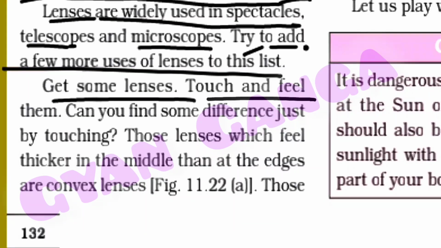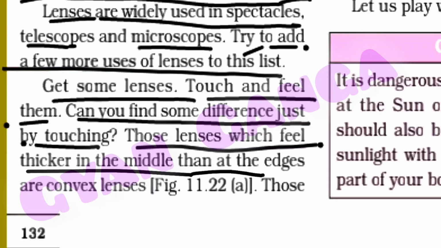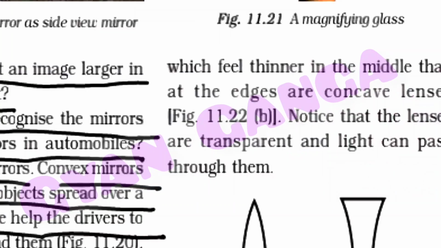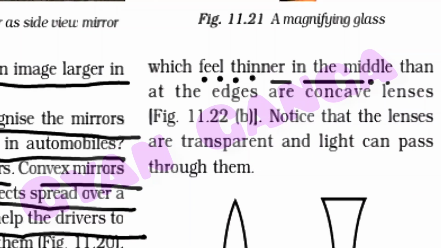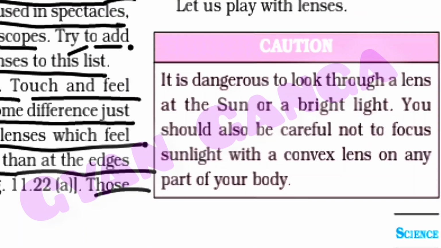Get some lenses, touch and feel them. Can you find some difference just by touching? Those lenses which feel thicker in the middle than at the edge are convex lenses. Those which feel thinner in the middle than at the edge are concave lenses. Notice that the lenses are transparent and light can pass through them. Let us play with lenses.